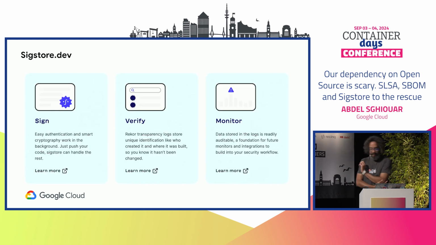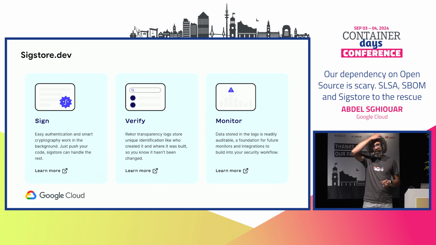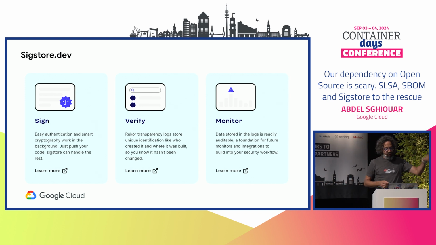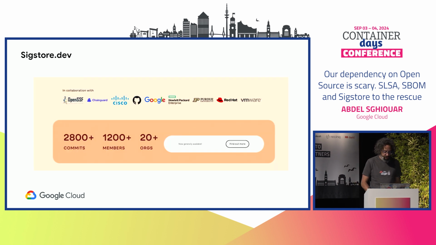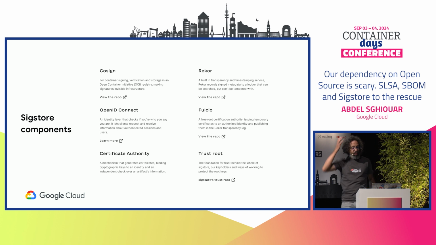There is an effort called Sigstore. It's a combination of multiple companies that got together. I created a project called Sigstore. The website is sigstore.dev. And they basically do three main things. They write software to sign and verify software, and they also write software to monitor. I'm going to show you examples concretely. So these are what we call the Sigstore components.